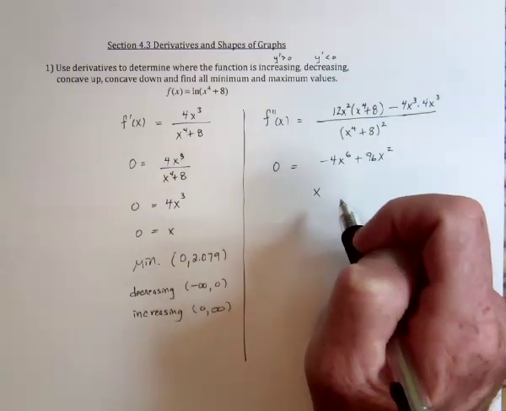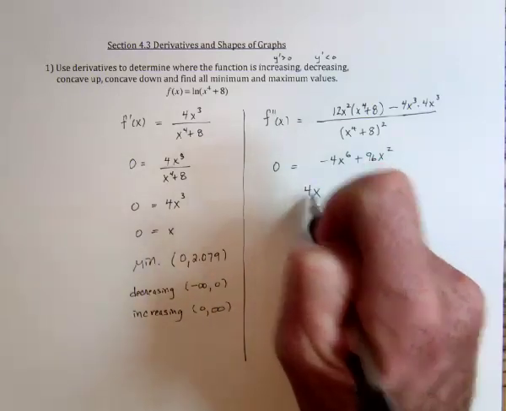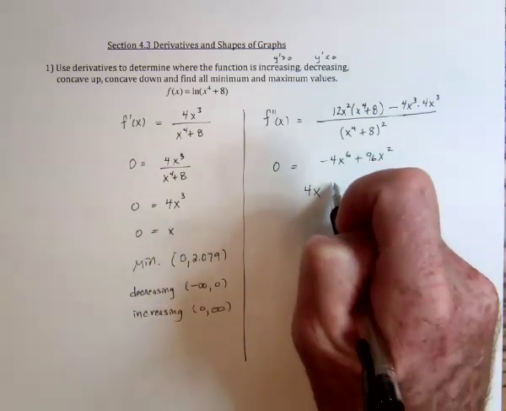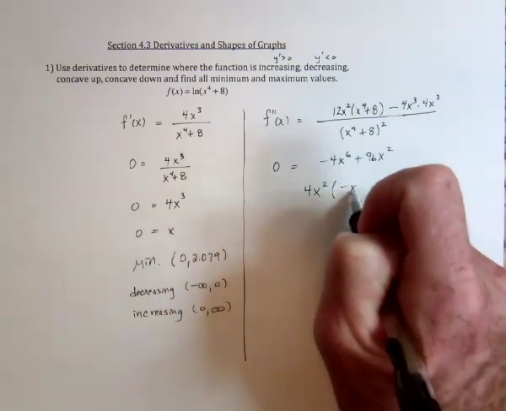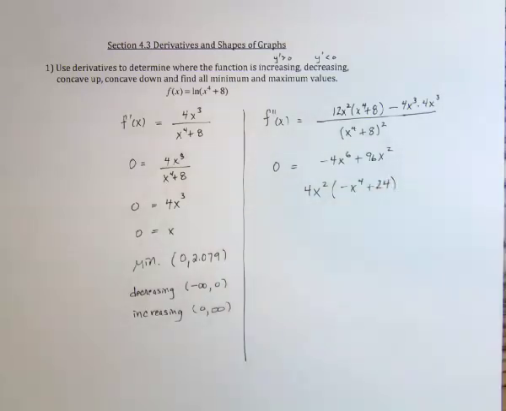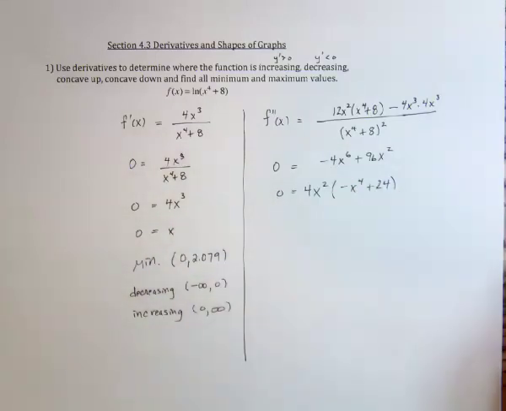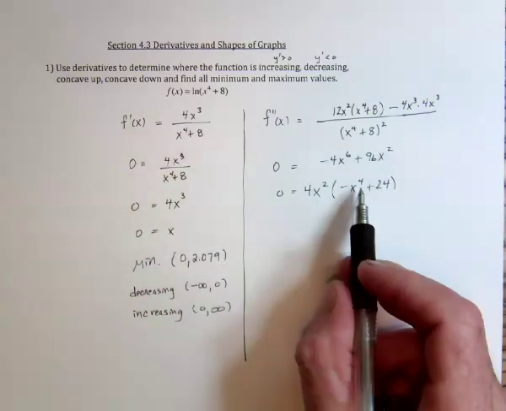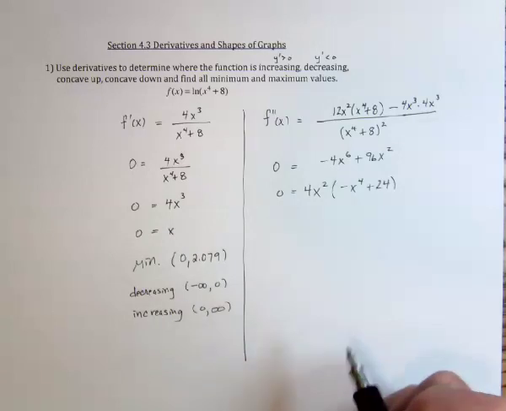So let's see, I could factor out a 4, and that would leave 24. So I'd leave negative x to the 4th and 24. There we go. And so we're going to get, from this, we could either get all real numbers or some combination of real and imaginary.